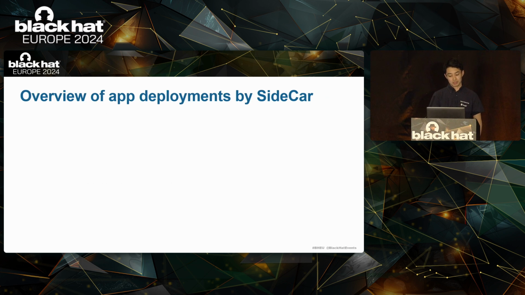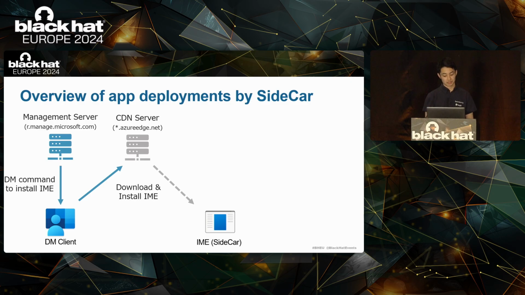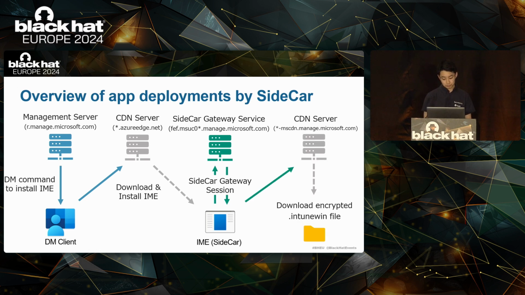So let's take a look at the app deployment through SideCar. During the OMA DM session, management server asks device to install SideCar. And when installation is ordered, DM client downloads SideCar from the CDN server and installs it into the system. Then SideCar starts communicating with the SideCar gateway service. And if there are any apps to be installed, then this service asks SideCar to install the apps. Then SideCar downloads encrypted Intune Win file and decrypts it by the Intune's device certificate and installs it to the system.